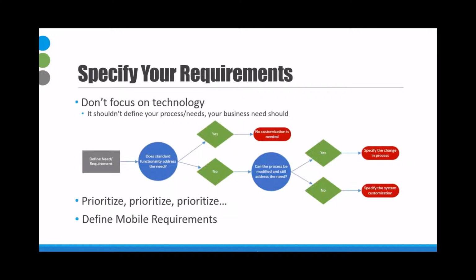If it doesn't, certainly you don't want to just jump to, okay, let's just change our process and have it match exactly the standard functionality of the system. But instead, you want to ask yourself, can the process be modified and still address the need that we have and still solve our problem? If it can, then certainly you would want to specify a change to your process. And if it can't, reasonably, then you would want to potentially look at a system customization there. So not always something that's going to work exactly black and white like this, but just a methodology to go about when deciding when to change processes, and when to change the system.